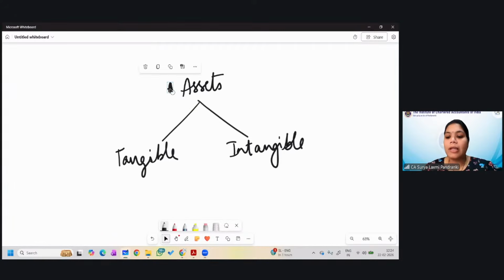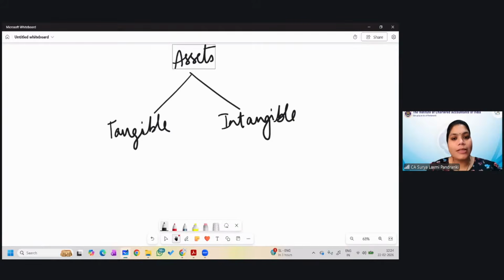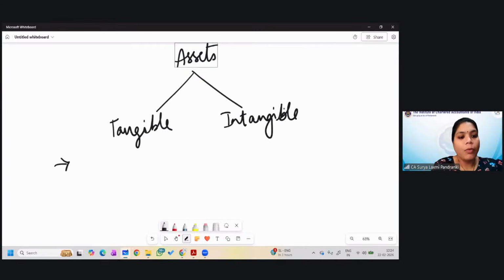We all know about assets, right? Assets can be of two types. One is tangible assets and intangible assets. What are tangible assets? Anyone? What are tangible assets?